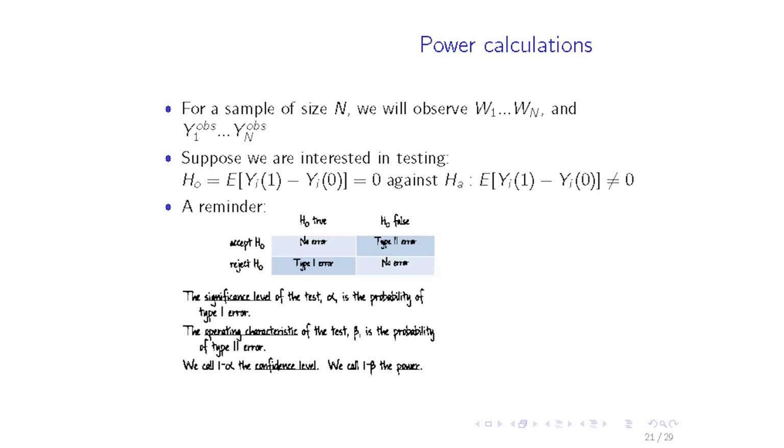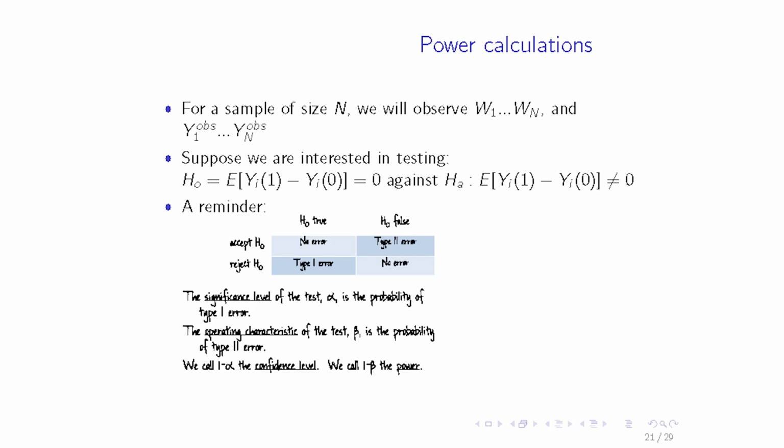A little reminder, straight from our previous lecture: if we accept H0 and H0 is true, we are good, there is no error. If we reject H0 and in fact H0 is false, again there is no error. But there are two types of error. One is where H0 is in fact true, but you reject it. This is type 1 error. The other is where H0 is in fact false, but you accept it. You fail to reject it.